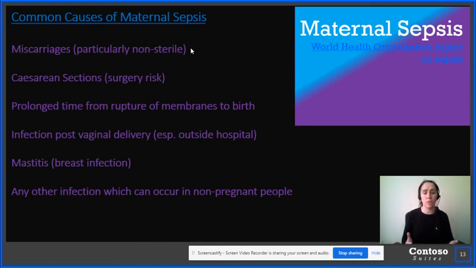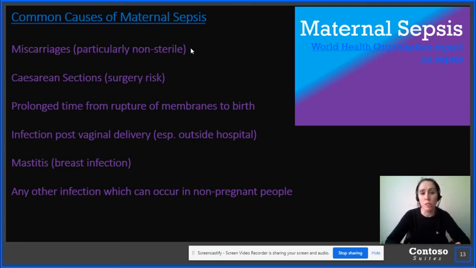Of course, cesarean sections, any surgery is a risk of infection. Prolonged time from rupture of the membranes to birth. Now, how long should that be? Well, how long's a piece of string? From the time that the patient's waters break until the time that she's given birth, it can be something like half an hour. It can be 48 hours. So you need to find out if the patient has got any previous births, how long that was, etc. But those more prolonged times, that's more risk of infection.